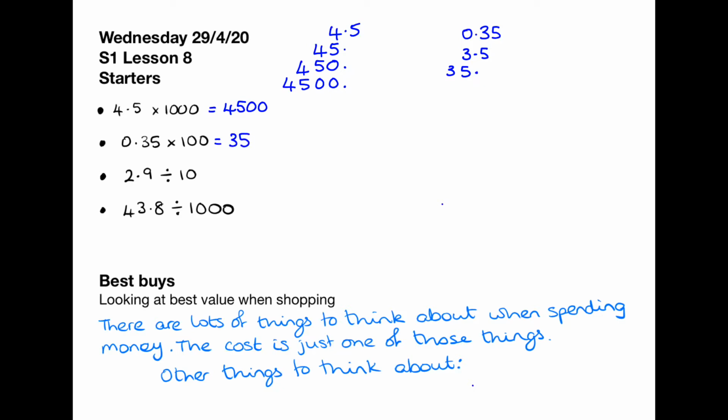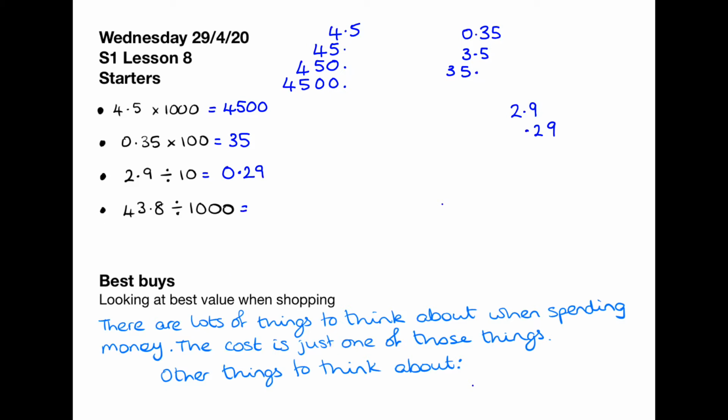Now the next one, 2.9 divided by 10. So when we're dividing by 10, 10's got 1 zero. So we need to move our digits 1 place to the right this time. So the 2 ends up there. The 9 has to follow it. Remember, the decimal point doesn't move. So the answer is 0.29. But we don't just write .29, we write 0.29. And that helps the decimal point stand out and not get lost on the page there.